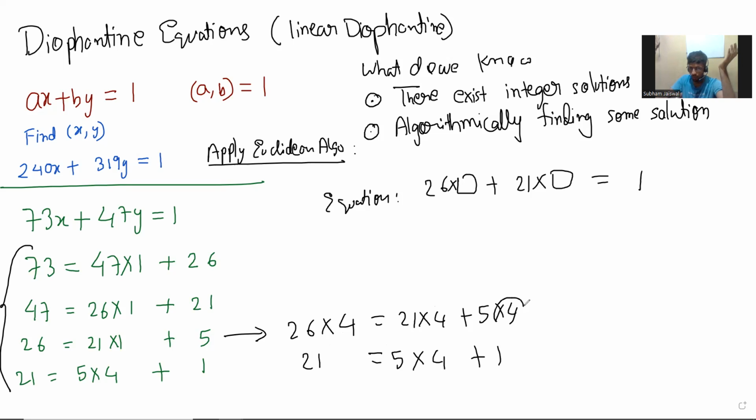I mean, this has to become a 4, right? If you want to eliminate the 5 using the 2 equations, just like eliminating variables, right? When you solve simultaneous linear equations, this is what you do. And so you just remove it. And so what do you get? You get 26 times 4, 21 times 4 plus 21 minus 1.